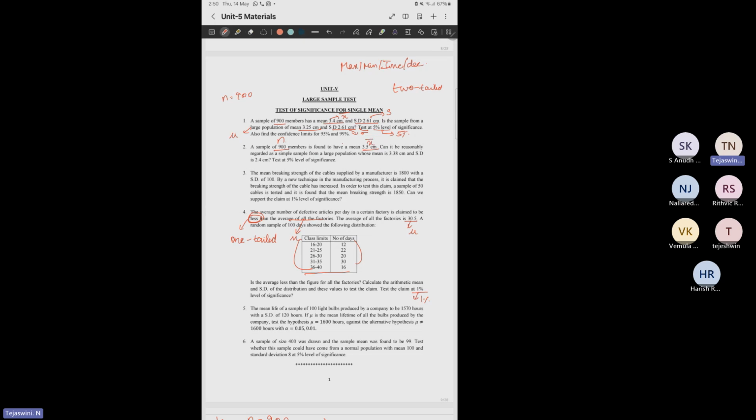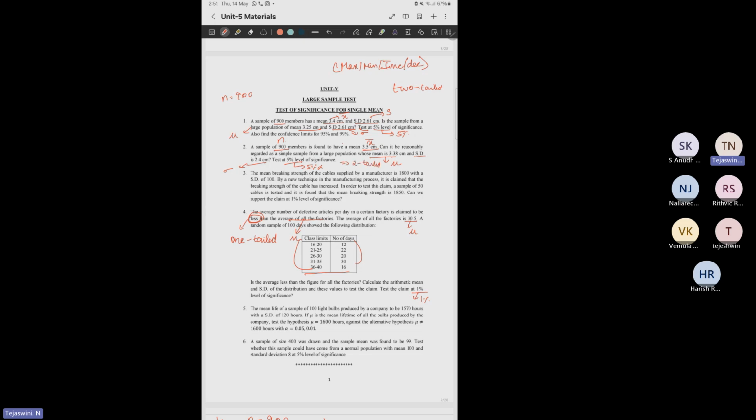Can it be reasonably regarded as a simple sample from a large population whose real population mean mu is 3.38, and population standard deviation sigma is 2.4? We have to test at 5% level of significance. Since they did not give us any keywords like maximum, minimum, increase, decrease, less or greater than, and so on, this will be a normal two-tailed test.